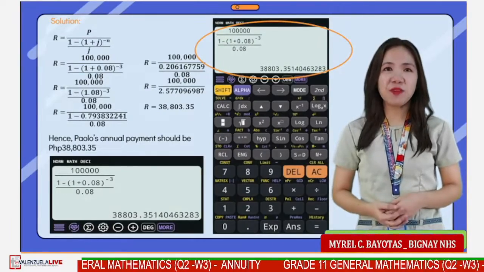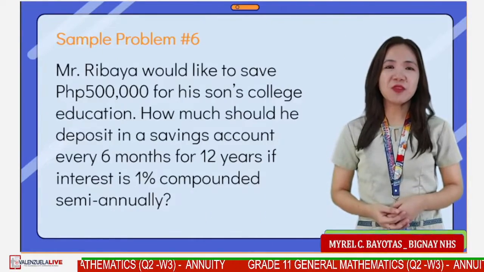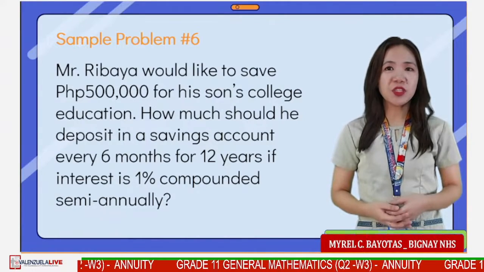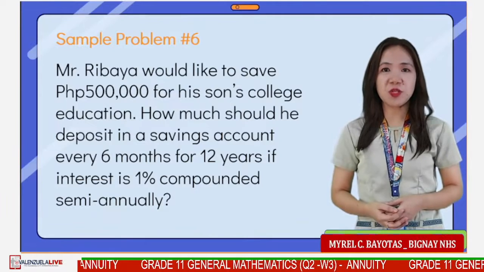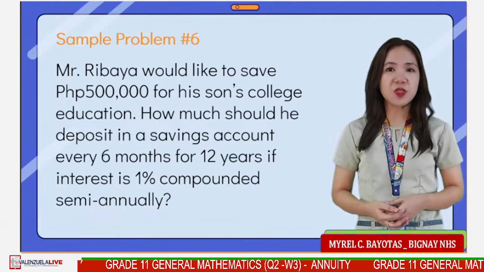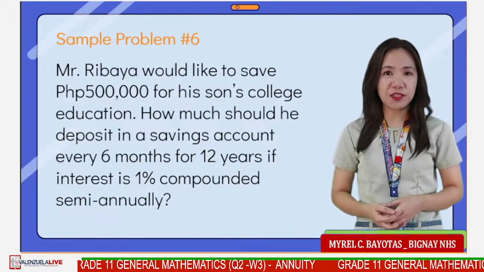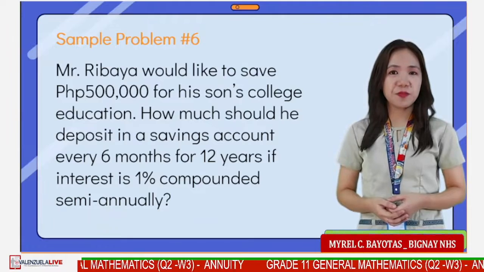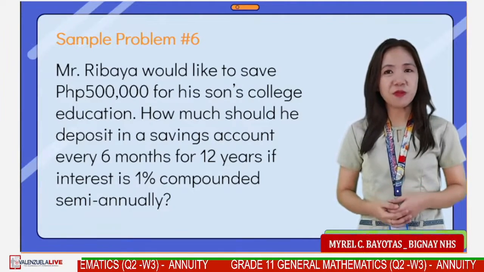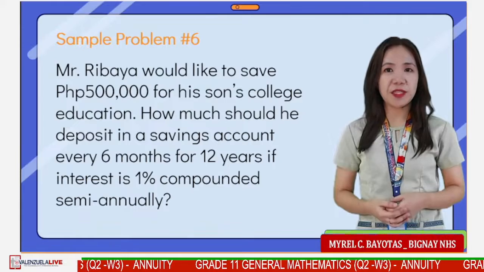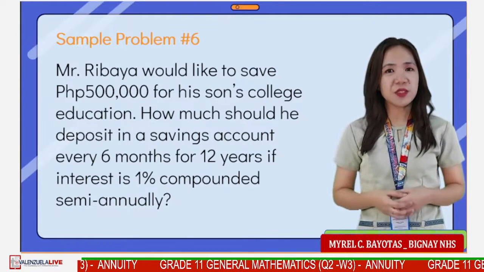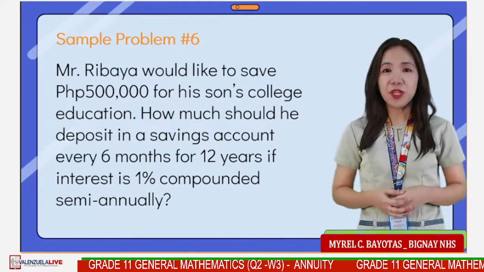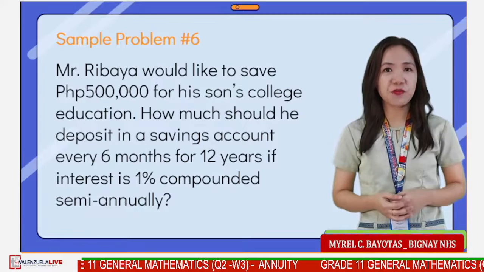Here's the last sample problem for today. Mr. Ribaya would like to save 500,000 pesos for his son's college education. How much should he deposit in a savings account every 6 months for 12 years if interest is 1% compounded semi-annually? Can you compare problem number 5 and problem number 6? Very good. For both problems, we are asked to solve for the regular payment, R. But what do you think is the difference between the two? Correct. Here, we are going to solve for R given the future value.